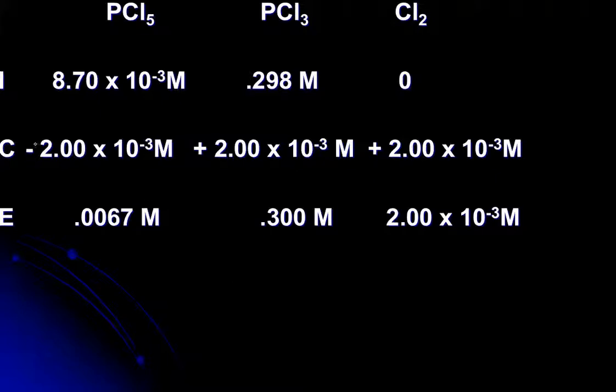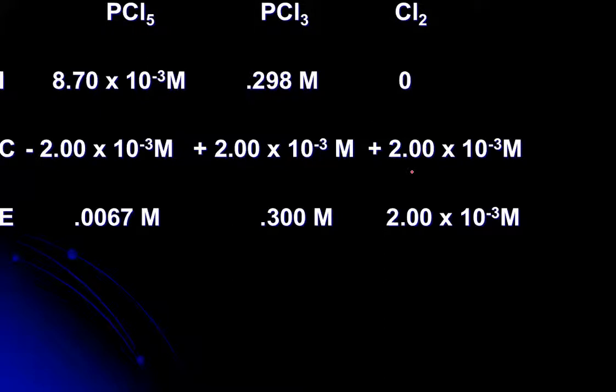As you see here, when we fill out our ICE table, it is really important to have your plus and minus signs indicating what's being consumed and what's actually being formed, so that when we do our addition from the C row to get the E row, we get the correct value. And that should make sense. This went down by 2 times 10 to the negative third molar, so this value should decrease, and these values should increase if they were made.